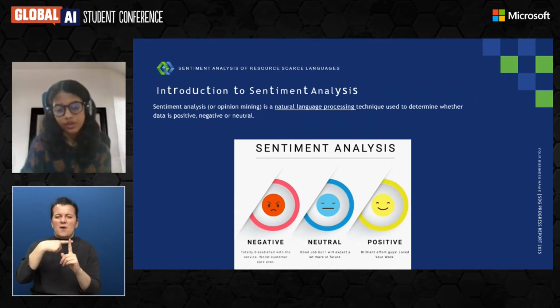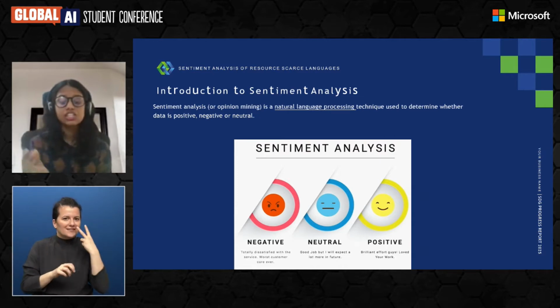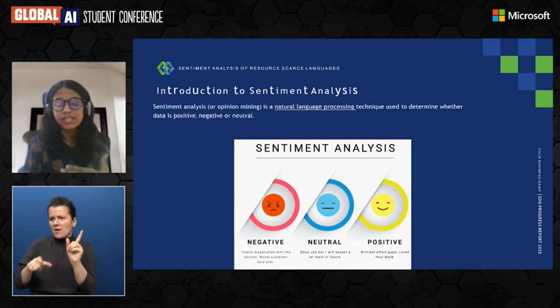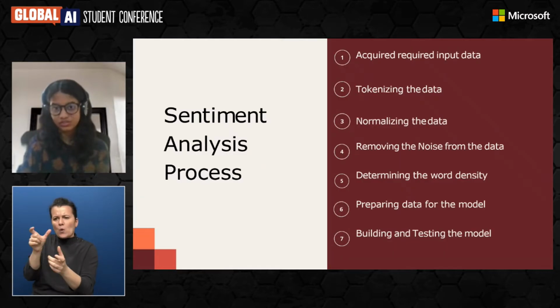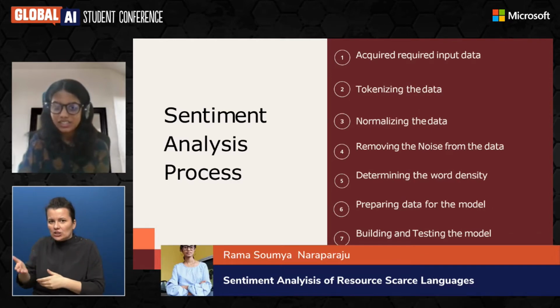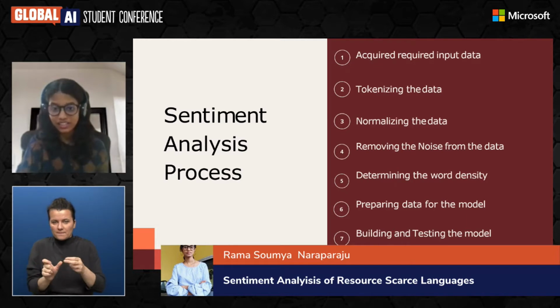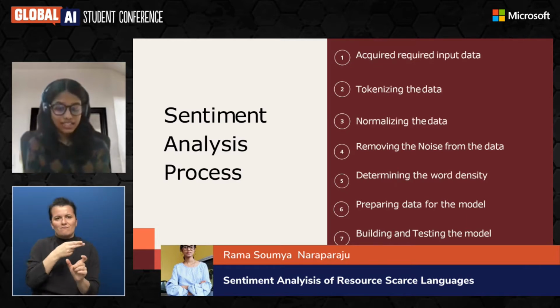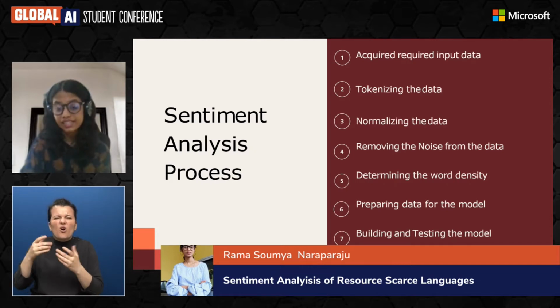So when we write code to detect the sentiment in a sentence or a text, how do we do it? I'm going to show you how sentiment analysis is generally done and how it is implemented in English. First, we acquire the required input data. Obviously, we need some kind of data to run the sentiment analysis code on. Then you tokenize the data. I will go through each part of this code in a later slide, so we will look at everything in detail later. After tokenizing the data, we normalize the data, remove the noise from the data, determine the word density, prepare the data for the model, and build and test the model.